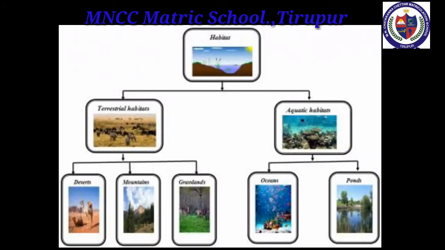See the classification of habitat. Habitat is classified into two types. Number one is aquatic habitat, second one is terrestrial habitat. The terrestrial habitat is further divided into desert, mountain, greenland habitat. And the aquatic habitat is further classified into two types. They are marine water habitat and freshwater habitat.